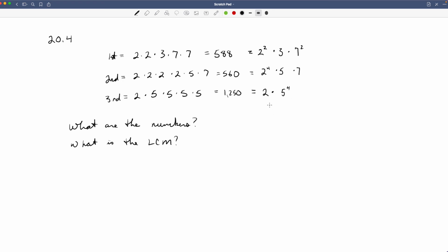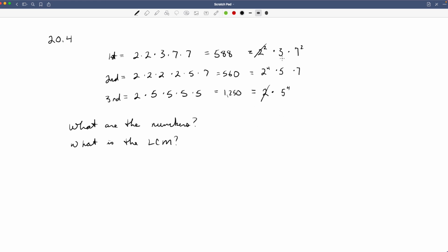So now we're going to look at the 2's. That's one of the reasons why I do them in numeric order. It's easier to find like bases when they're all in the same order, right? So of the 2's, which one is the biggest? The 4th. So I'm going to cross out this one and cross out this one.